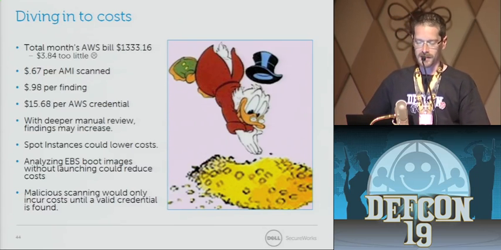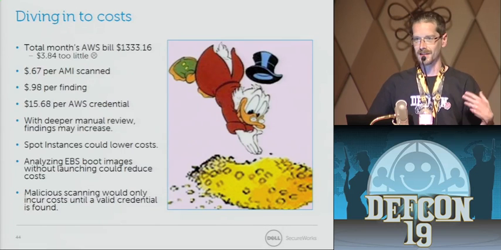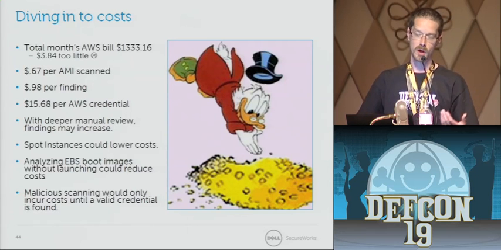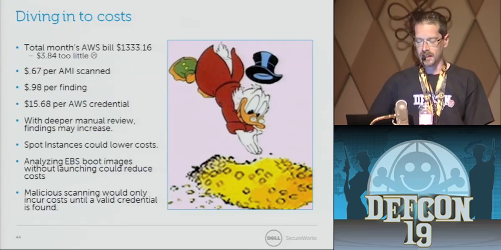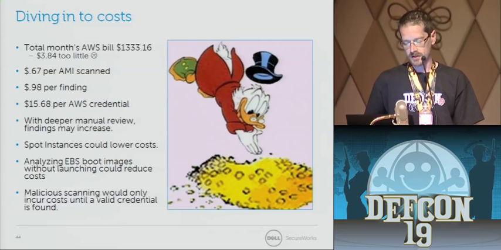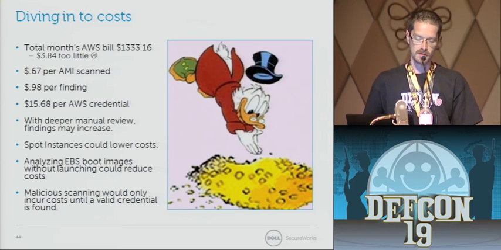We could have leveraged spot instances to lower costs. Spot instances use off-peak pricing. If you don't care when you run a task, you can run it whenever Amazon has more capacity available at a lower cost. It would have made the scripts a little bit more complex to keep state of what machines are running and not. And there's also the thought of analyzing the EBS boot images themselves without launching the instance.